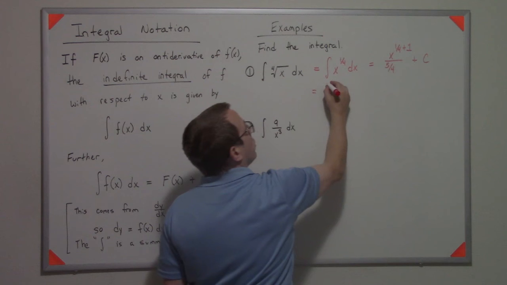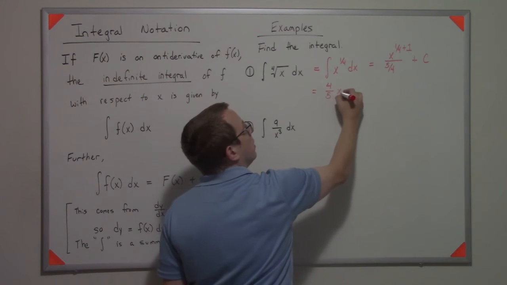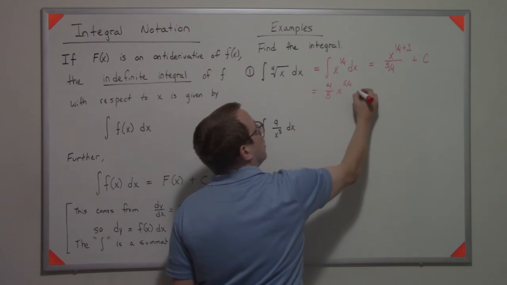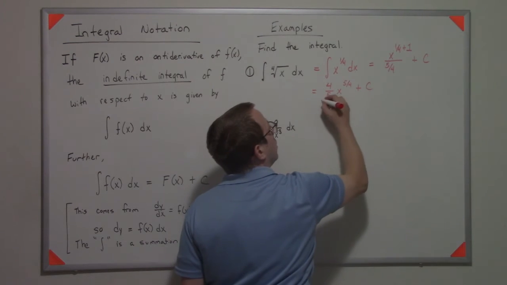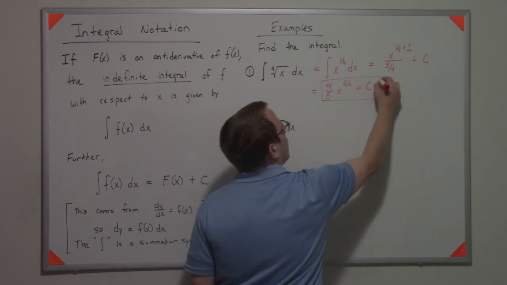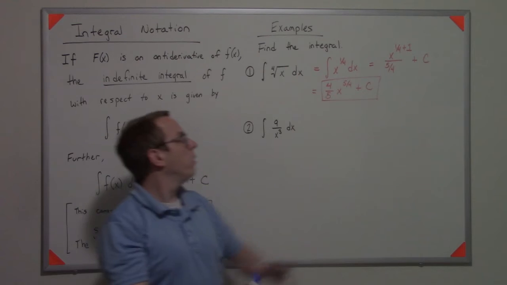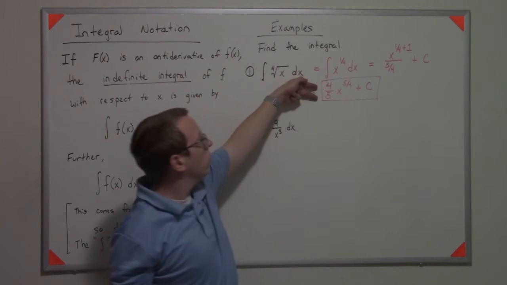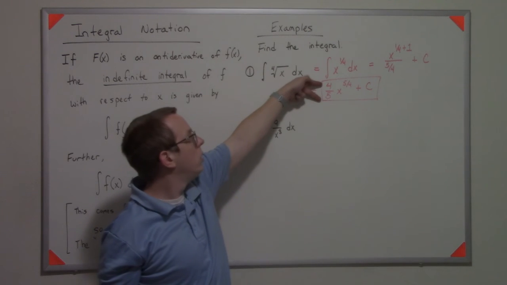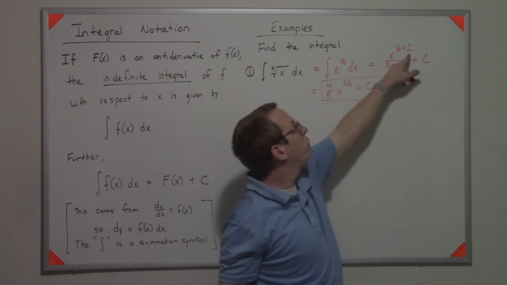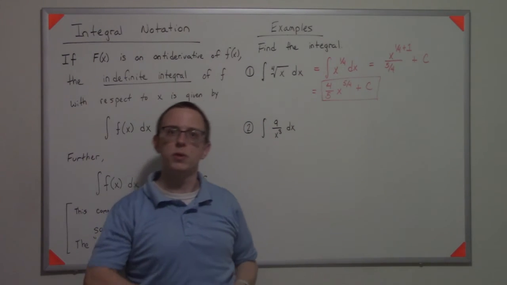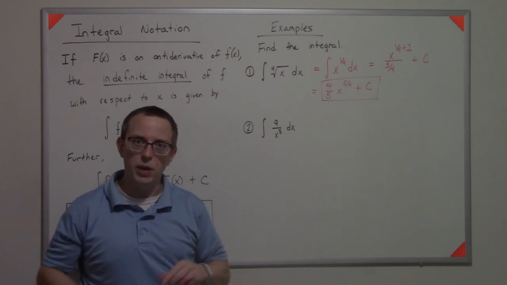And that's 5/4. So this gets us that answer. We take this, we flip it to get the reciprocal, so we get 4/5. 1/4 plus 1 is 5/4. So that's the idea for that particular problem.